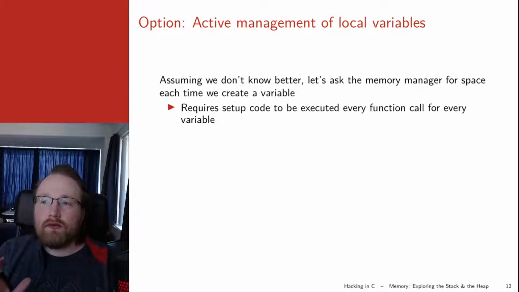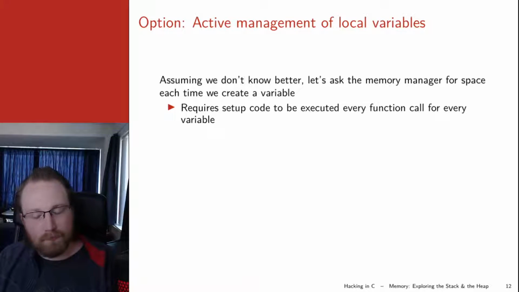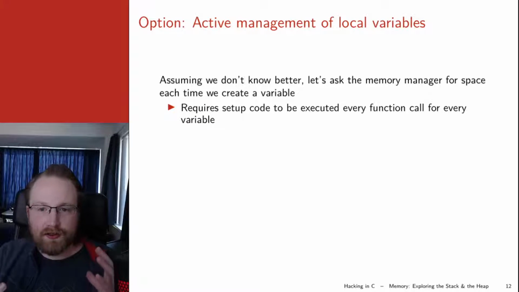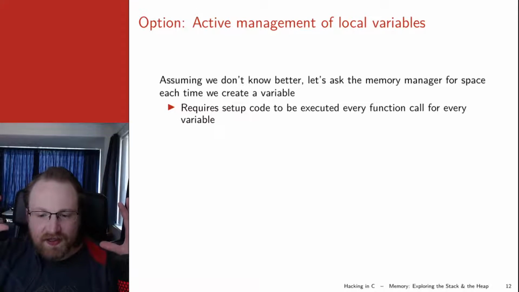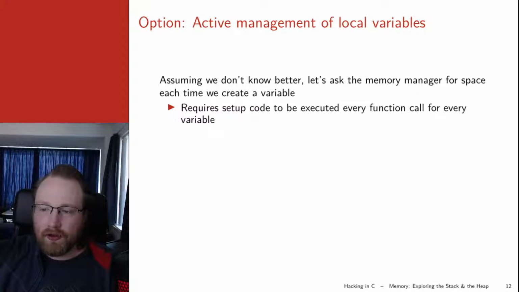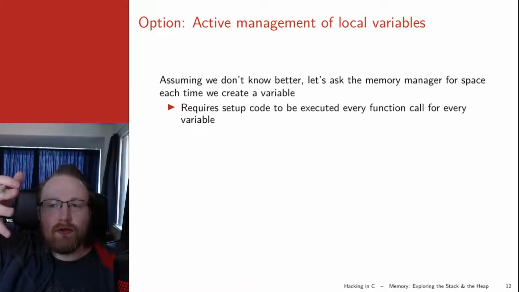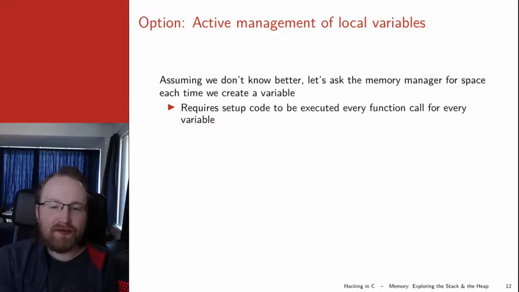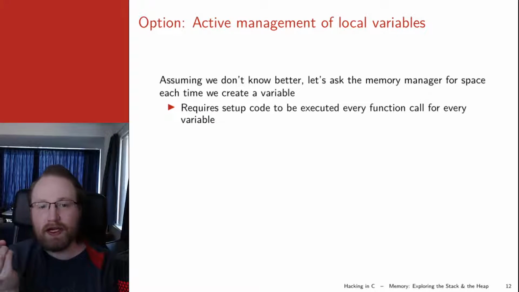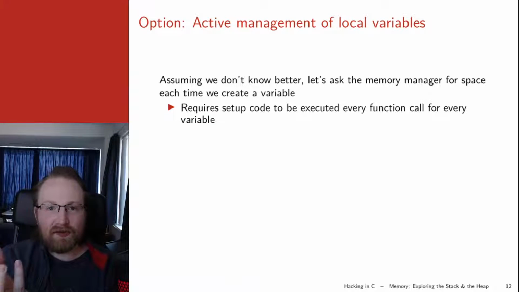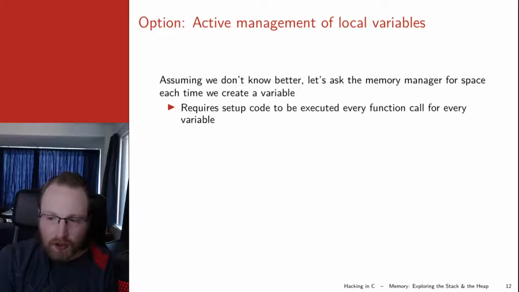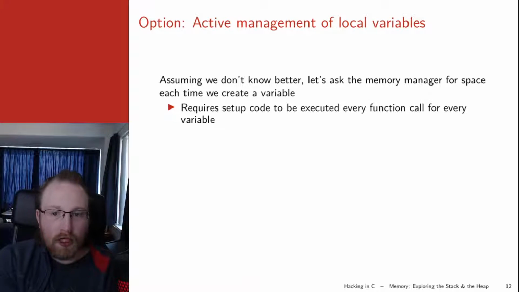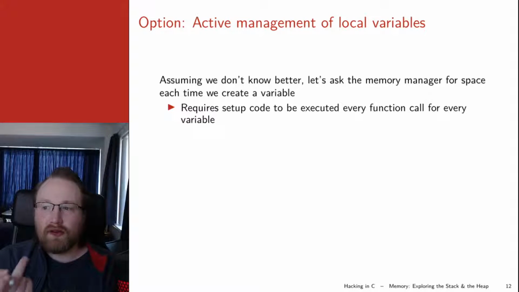Well, for one thing, we have to move to the runtime. So rather than make the compiler do it, we have to make the runtime do it. Let's pretend there is a memory manager, some oracle that we can just ask for some memory when we need it. Okay, so each time we create a variable, let's ask this oracle for some memory and use that for the variable. Okay, but that requires that we would have this code calling the oracle for every function call, for every variable.